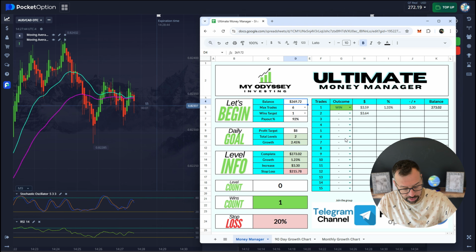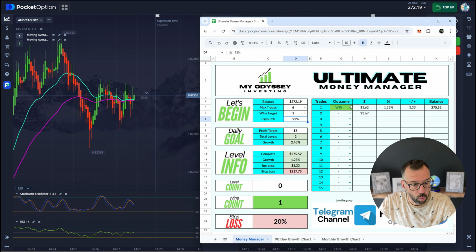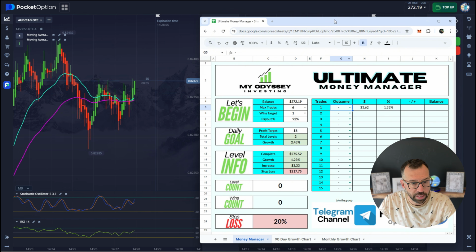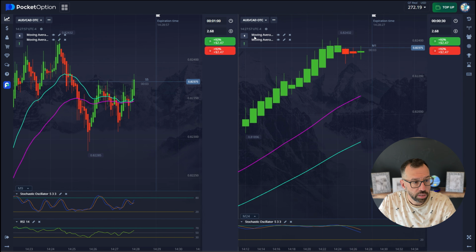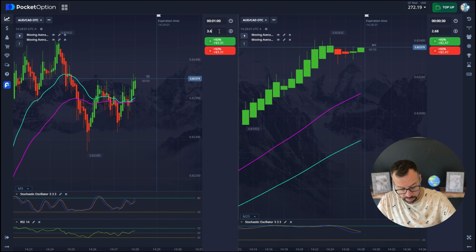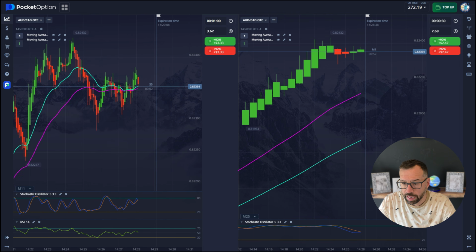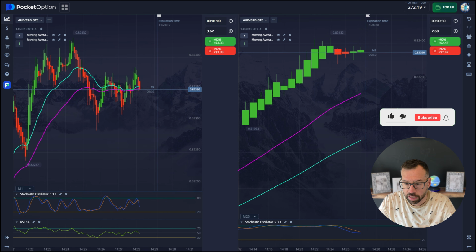So now we're going to enter in 272.19. And now we need to win 1 out of 6 again. So we're going to reset that. Our new starting balance is 3.62, so we're going to enter that in here. All right. And now we're going to go ahead and give this a start.